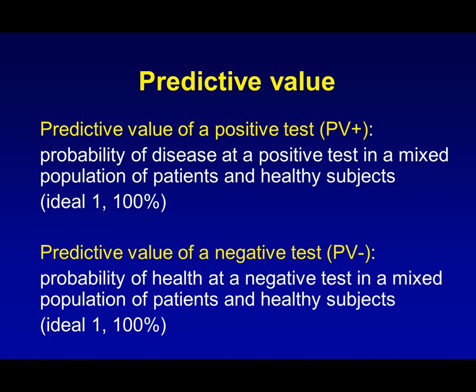Again, the predictive value of a positive test is the probability of a disease given a positive test in a mixed population of both patients, true positives, and healthy subjects, false positives. And also this one we would like to be 100%. The predictive value of a negative test is the probability of health given a negative test in a mixed population of patients, false negatives, and healthy subjects, true negatives. Also, this should be 100%.